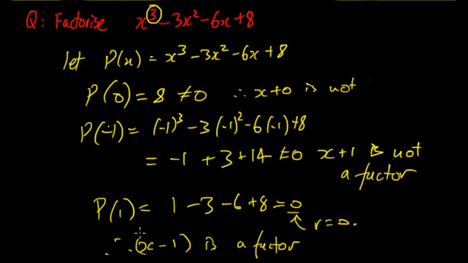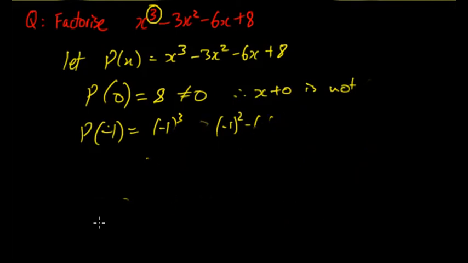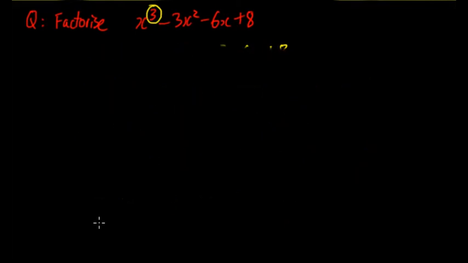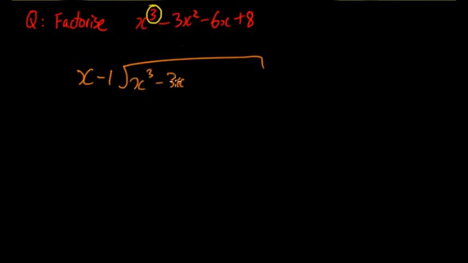Now we could keep on going through all the other values and find two other values which give us two other factors. However, that is going to take a long time. But we found one, so we know that x minus 1 is a factor. And from then, we can use long division. So we can say x minus 1 into x^3 - 3x^2 - 6x + 8. Then we can solve this.